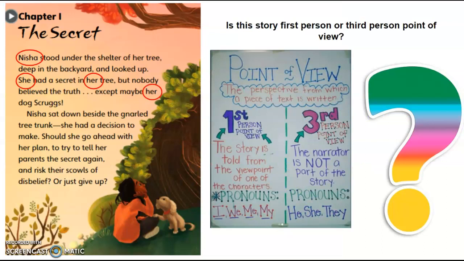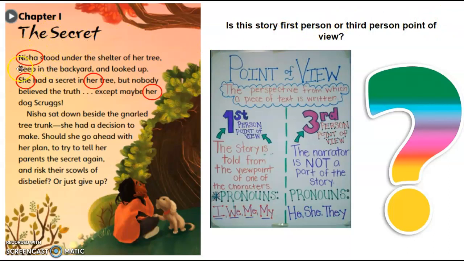Alright, now let's practice this. This is the story we're reading. It's from Treasure in the Trees. Is this story first person point of view or third person point of view? Let me see. I want you to guess. Think of your answer. Here are the clues.